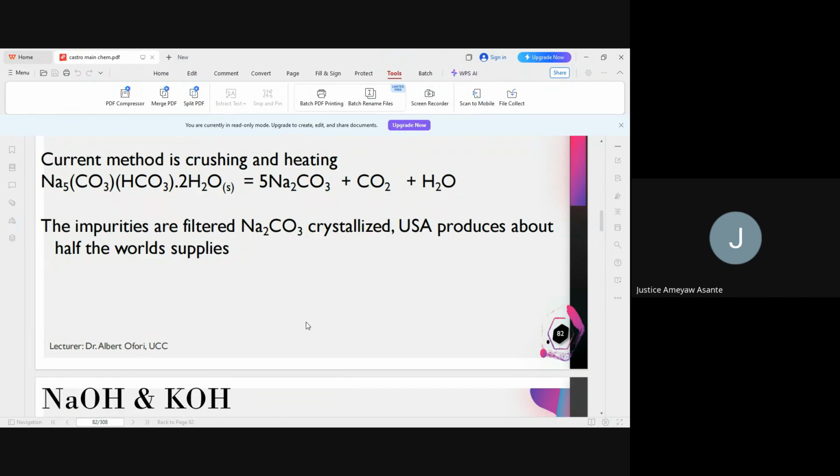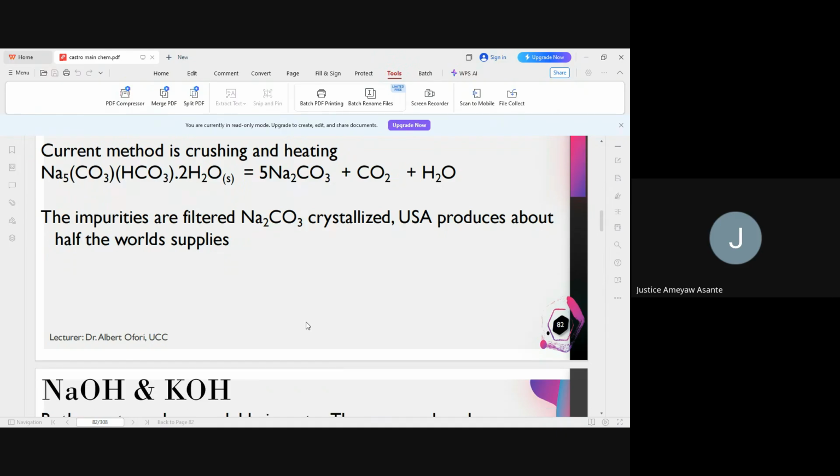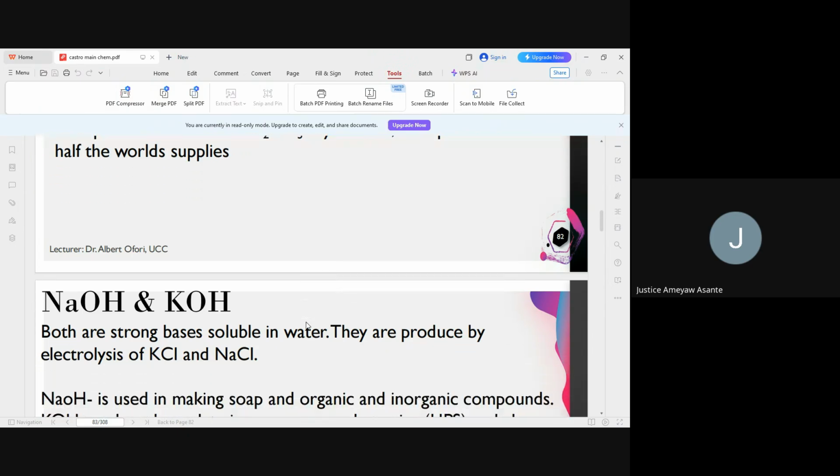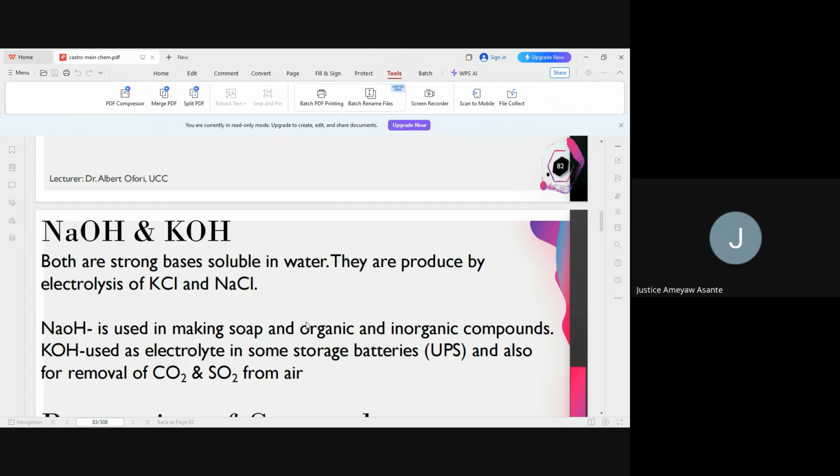Now you have produced your sodium carbonate in this form, but it's not accepted. They think it still contains some impurities. So you dissolve it and use the method of crystallization. Remember, the sodium carbonate is soluble, and therefore we can use the method of crystallization to make it pure. And the US produces so much of it.